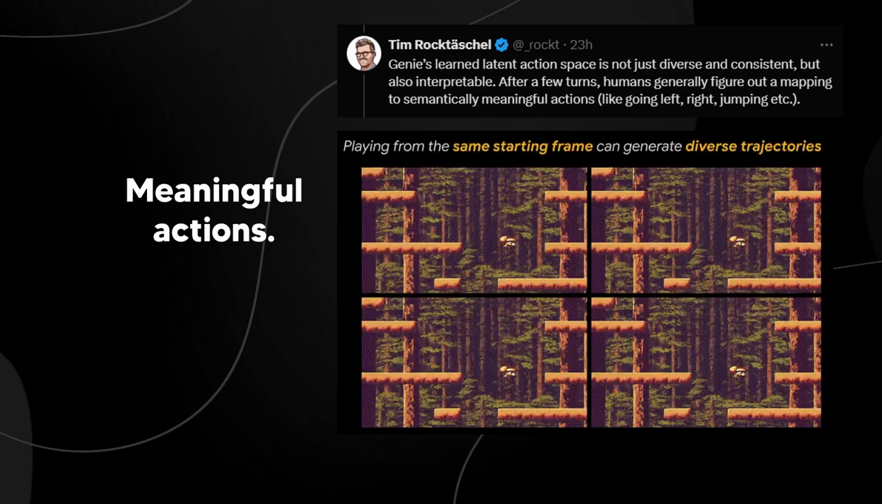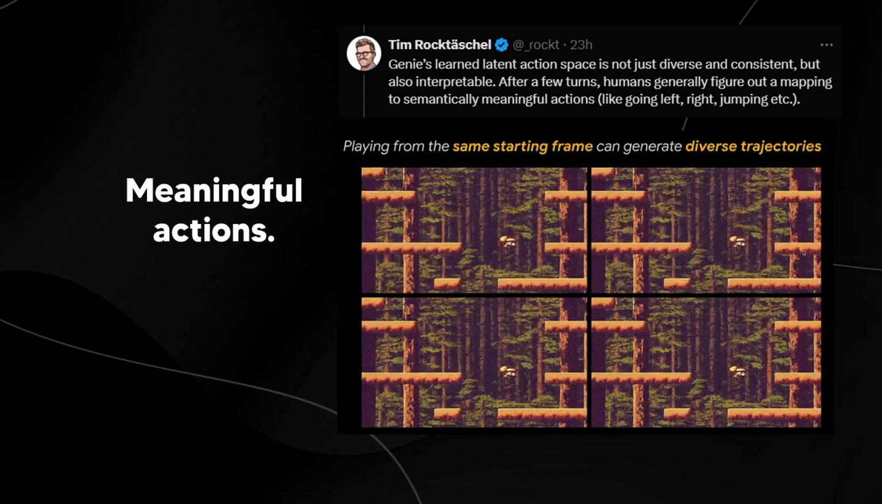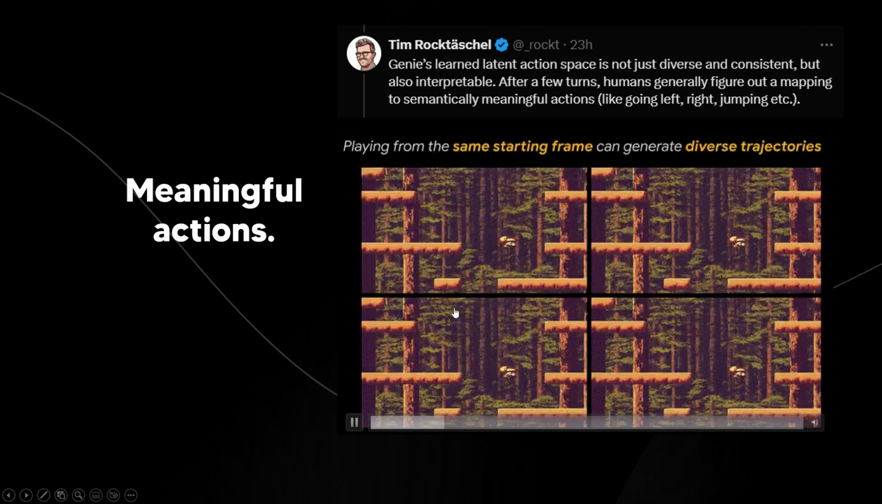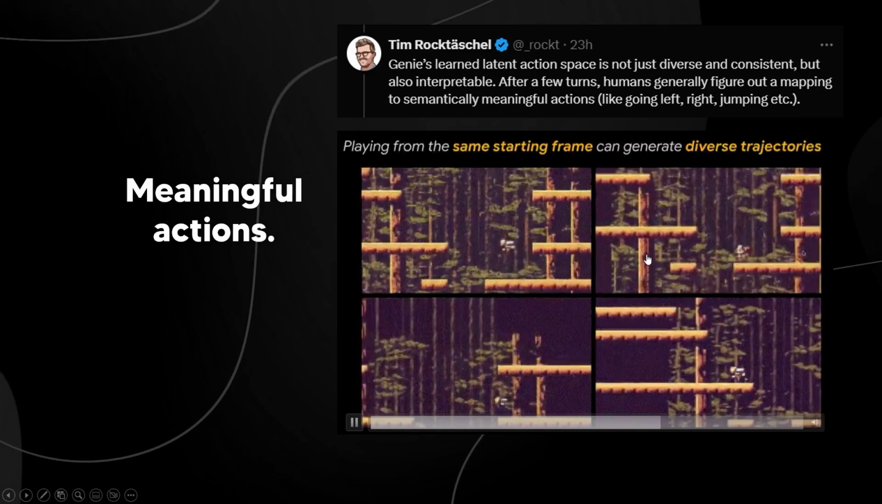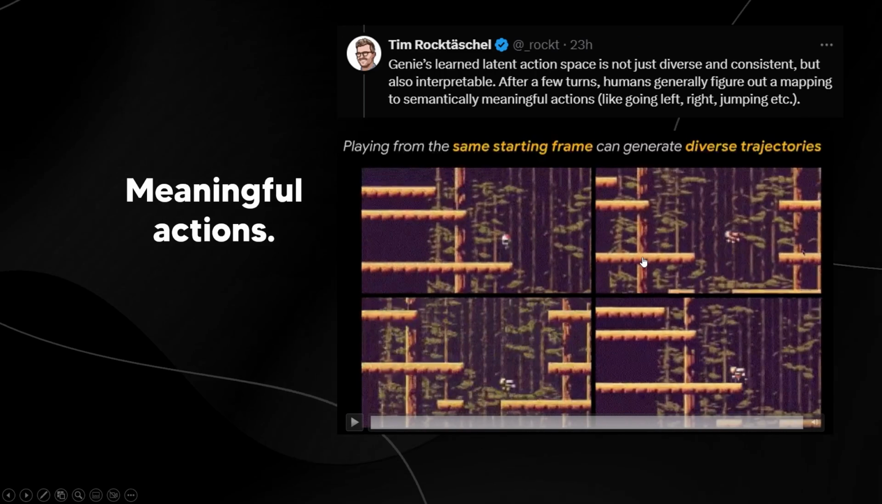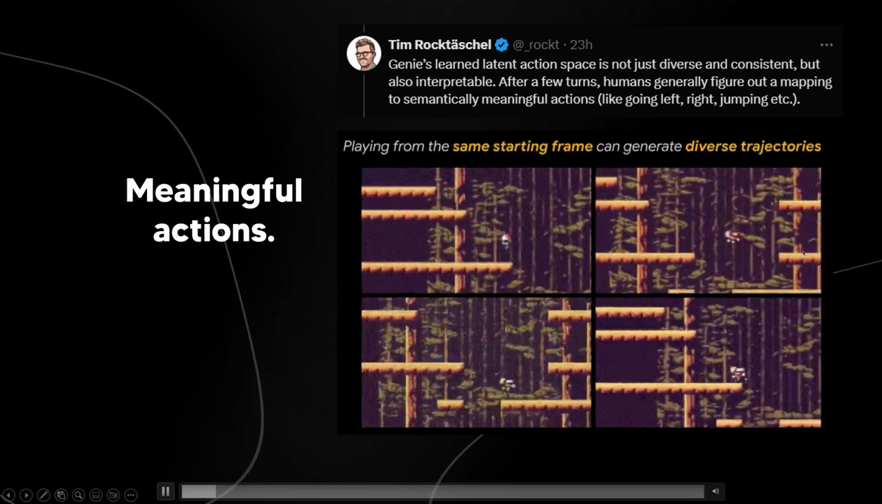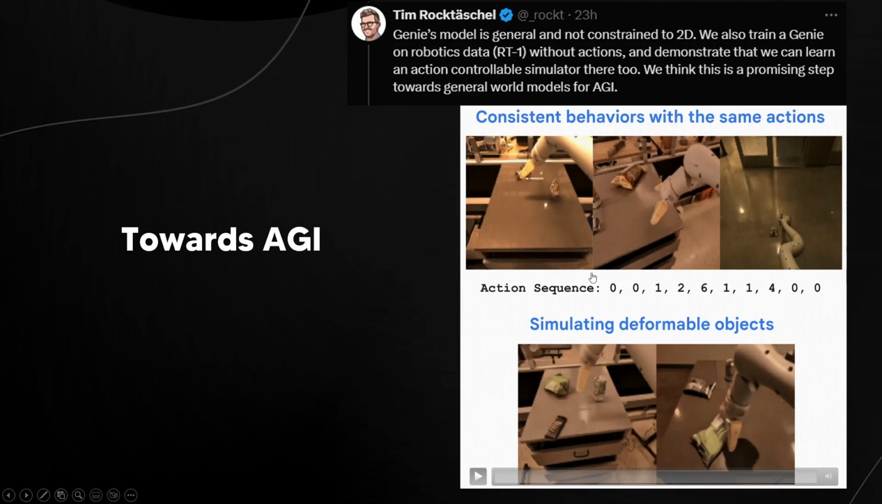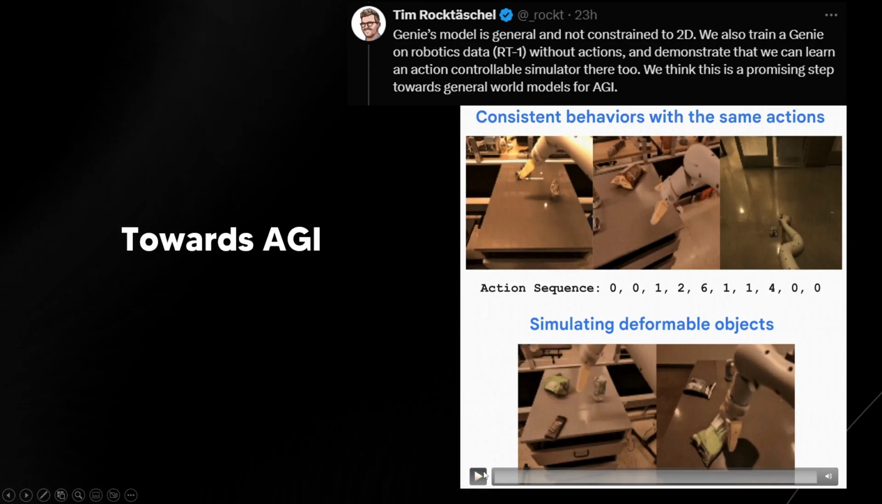After a few turns, humans generally figure out a mapping to semantically meaningful actions like going left, jumping right. I was actually supposed to play that clip right there, but it shows you playing from the same starting frame can generate diverse trajectories, which seems fun. So you can go pretty much anywhere. Now this slide right here is actually where they talk about how this is towards AGI.